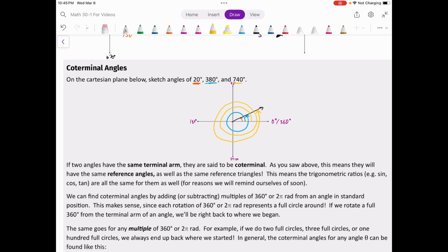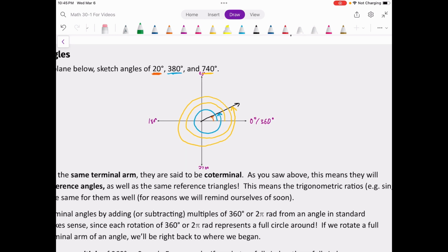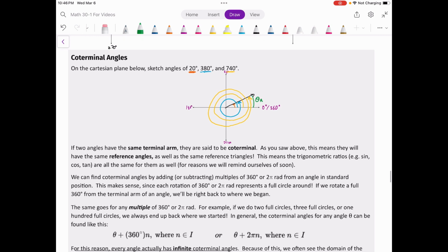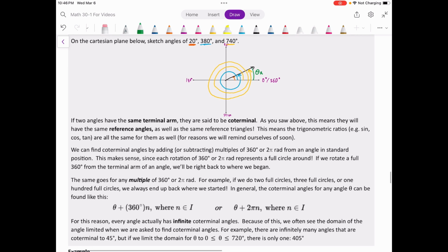They're not the same angle, but their terminal arms, their reference angles, as we'll see eventually, and their trigonometric ratios are all going to be the same. So they have a lot in common because at the end of the day, they end in the same spot. They give us that same terminal arm. They're coterminal, giving them the same reference angle and therefore the same reference triangles and therefore the same trigonometric ratios. Okay, so if two angles have the same terminal arm like these three angles did, they are said to be coterminal.